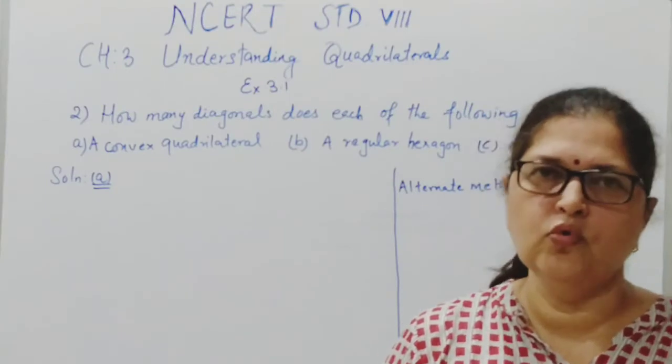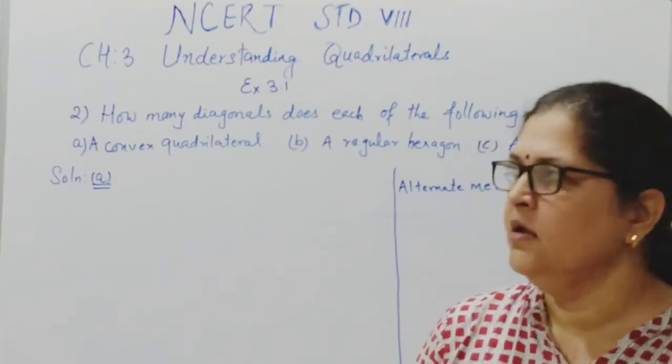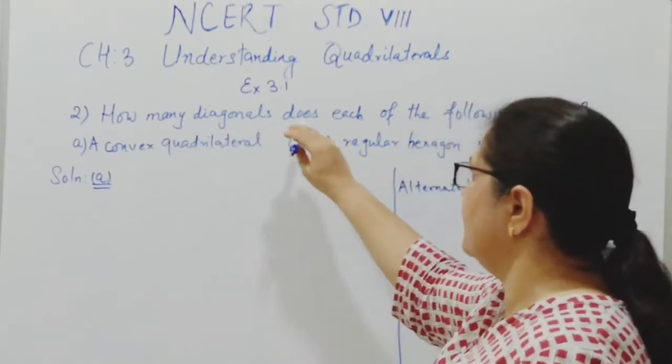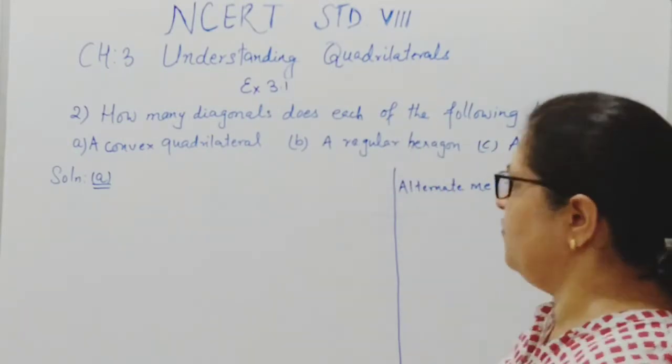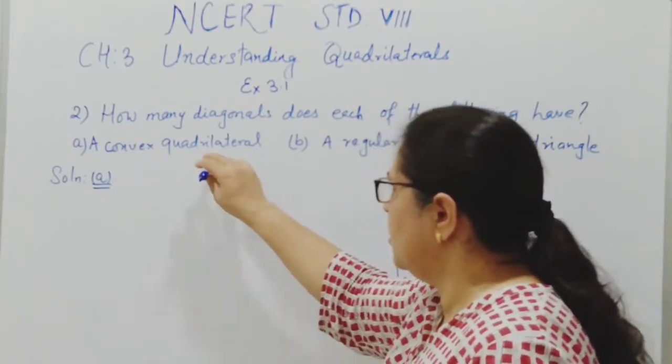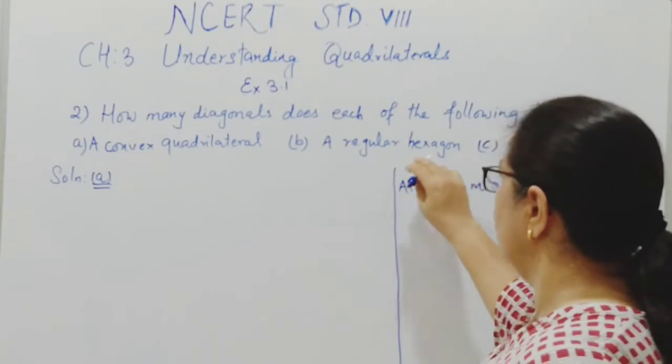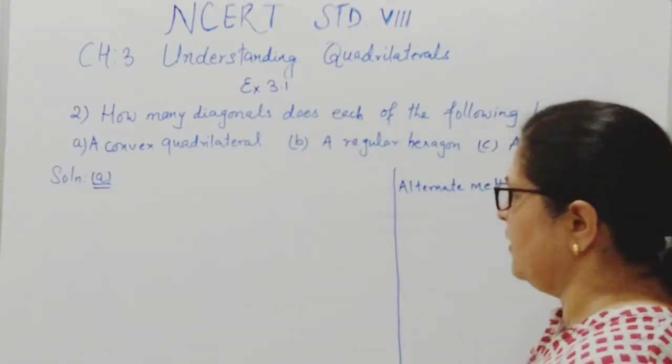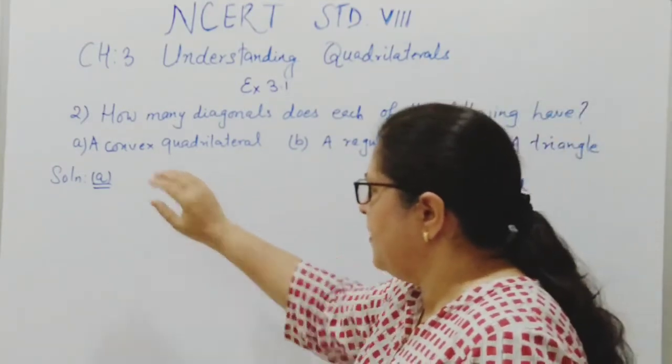Now, question number 2 of Exercise 3.1. The question is, how many diagonals does each of the following have? Number 1, a convex quadrilateral. Number 2, a regular hexagon. Number 3, a triangle. We'll start with A part.